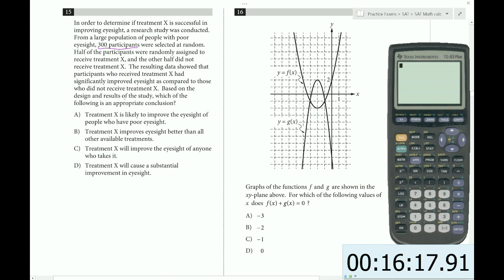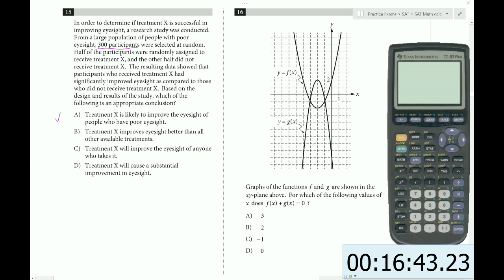Based on the design and results of the study, which of the following is an appropriate conclusion? Okay, so treatment X is likely to improve the eyesight of people who have poor eyesight. Let's see. Large population of people with poor eyesight. Seems reasonable, right?